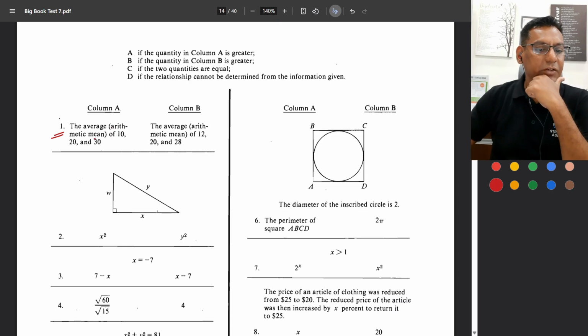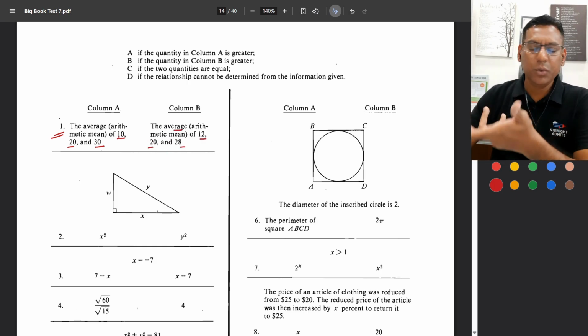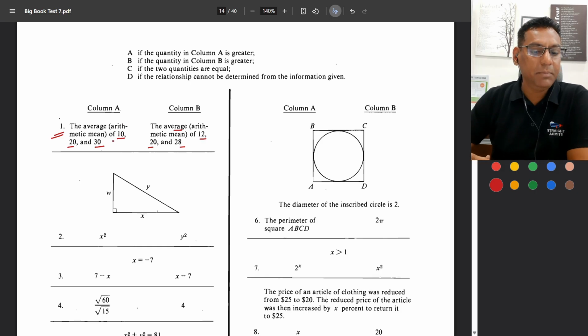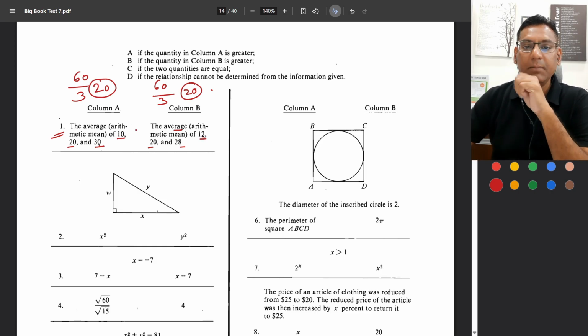Quantitative comparison. The average, arithmetic mean, of 10, 20 and 30, we have to compare that with the arithmetic mean of 12, 20 and 28. So you could do it multiple ways. Of course, you can find the arithmetic mean. Basically, you add these numbers. 10 plus 20 plus 30, so you get 60. How many numbers are there? 3. So 60 divided by 3, you get 20 as the answer here. Same thing here, 12 plus 20 plus 28, again you're going to get 60, divided by 3 is equal to 20. So if you just calculate the arithmetic mean, you will find that both of them are the same number.